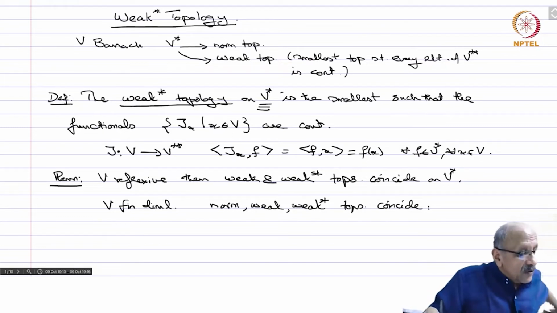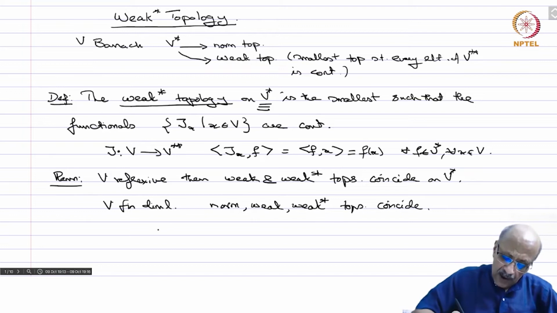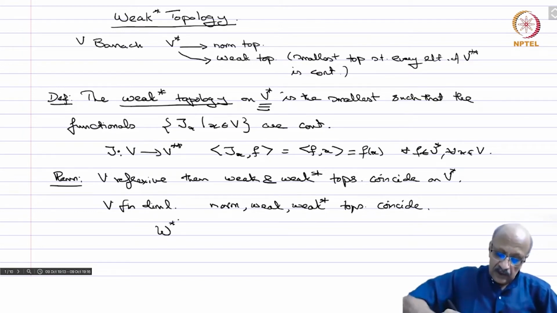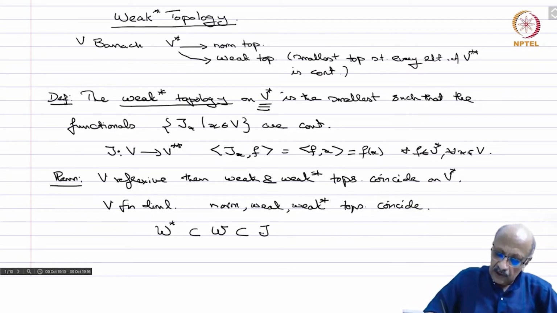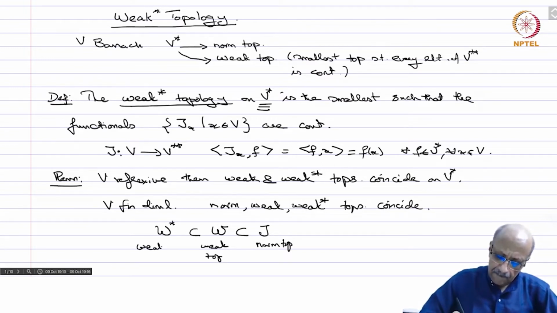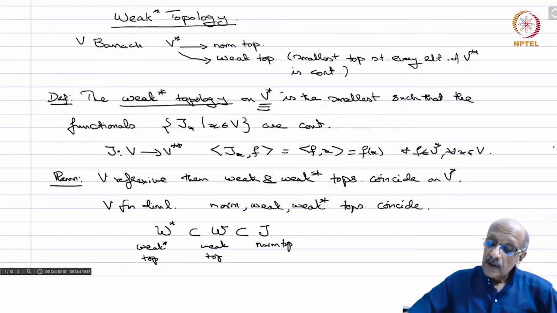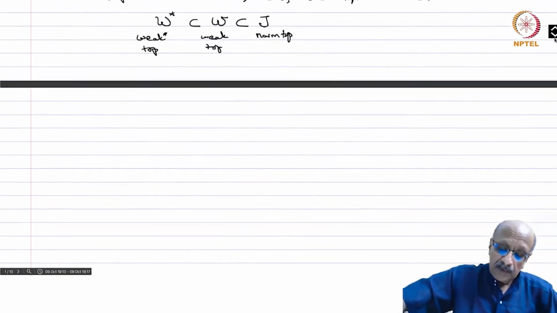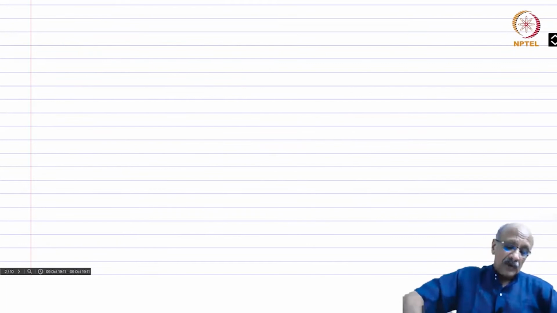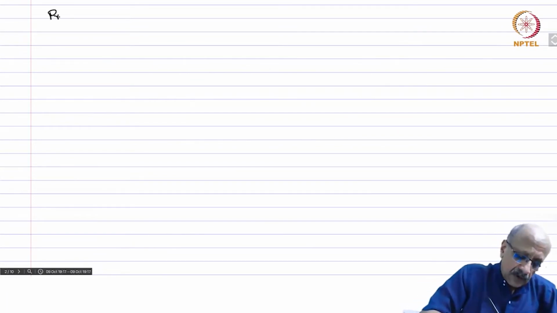So the weak star topology is contained in the weak topology, which is contained in the norm topology. This is the norm topology, this is the weak topology, and this is the weak star topology. So this is the inclusion between them. And then the first immediate proposition: any self-respecting topological space better be Hausdorff. So proposition: the weak star topology is Hausdorff.